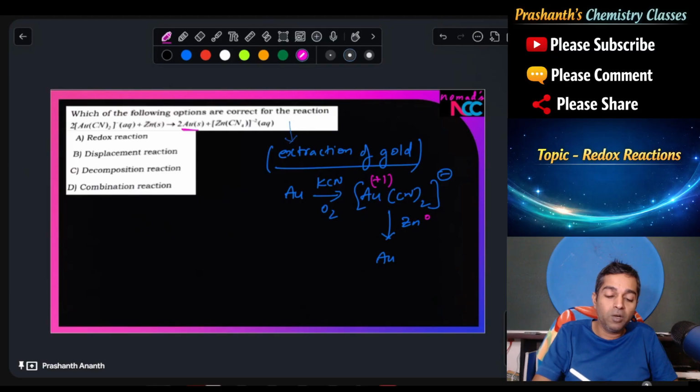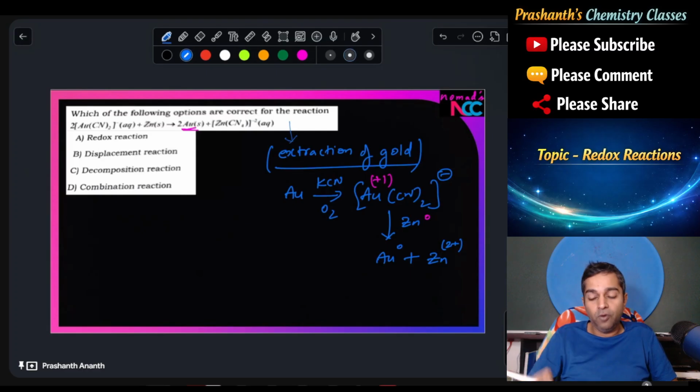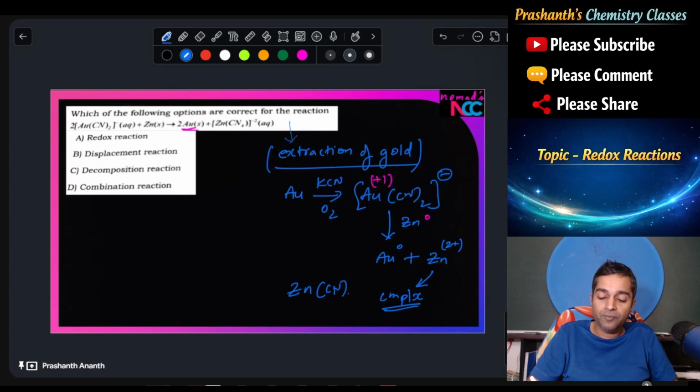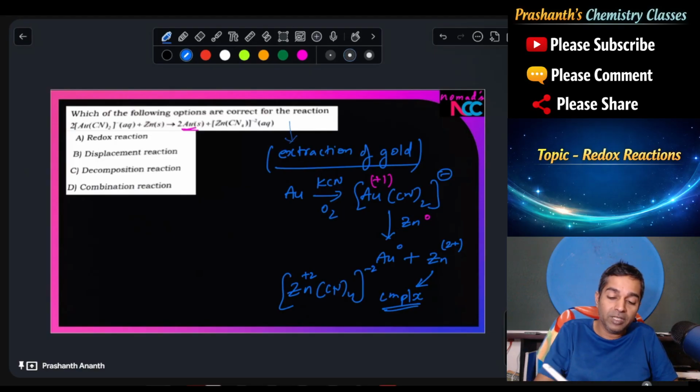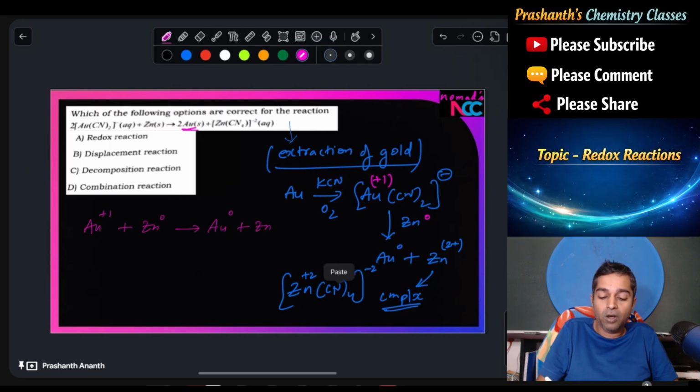At the product here, what is happening? Gold is now back to 0 and the zinc is going to be present as a complex here in the form of zinc 2+. Of course, the complex is going to be the one which is shown in the equation here. This complex is of course going to be Zn(CN)4 2-. And in this complex, the zinc is present in a +2 oxidation state here. So in effect, what is the reaction which is happening over there? In effect, the reaction which is actually happening in the given reaction over there is gold in +1 is reacting with zinc in oxidation state 0 to become gold in 0 and zinc in oxidation state +2.